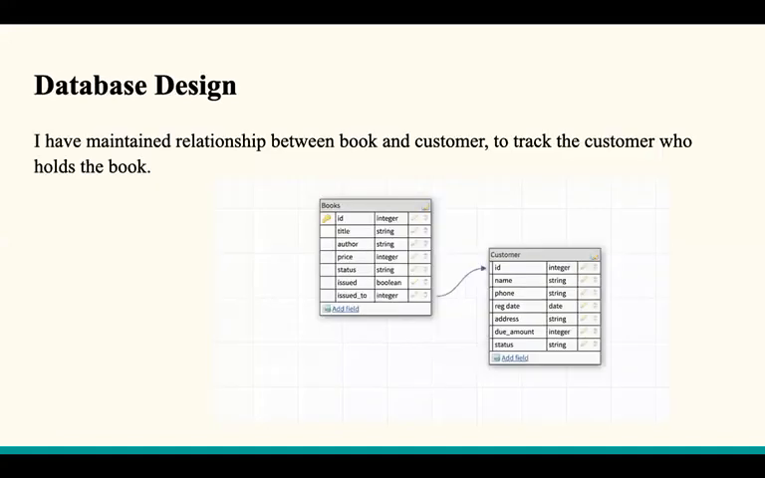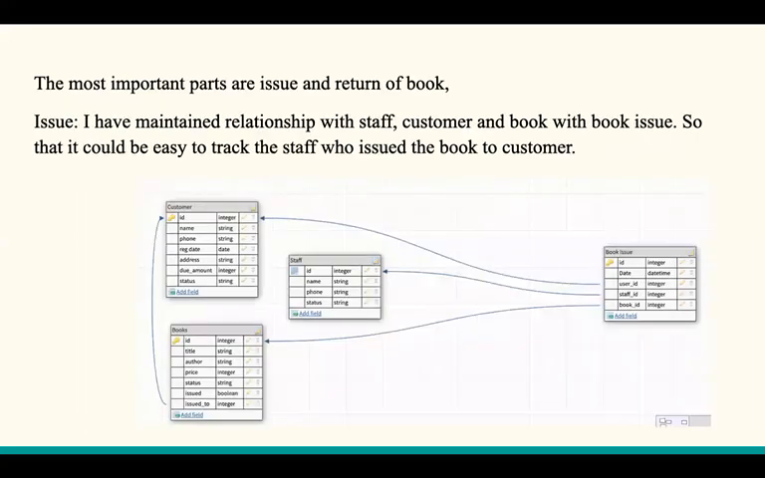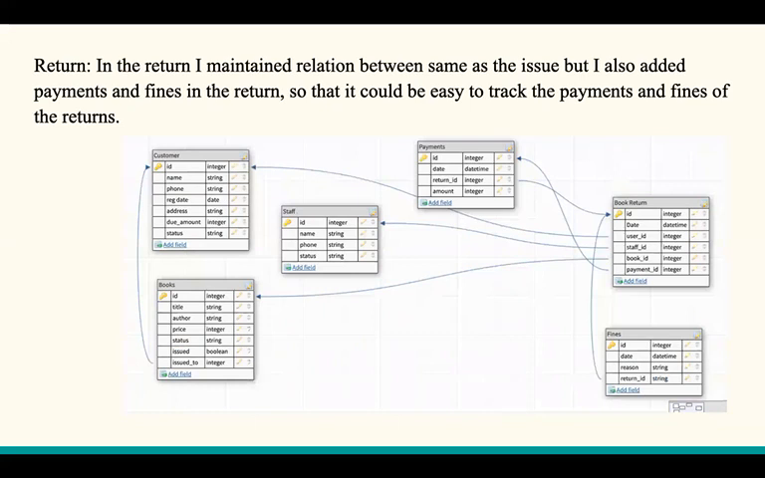Hello, we used MS SQL to design the database of our project. The database created is named library. The tables created in the library database are books, customer, staff, book issue, book return, payments, and fines. All the tables have primary key constraints on the ID attribute.